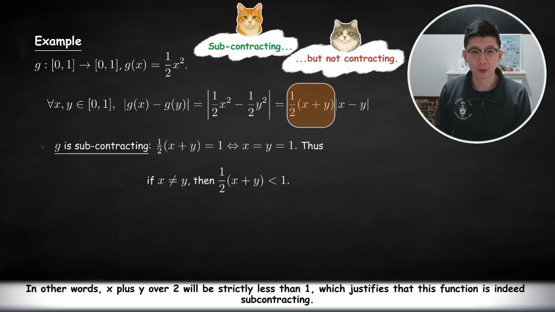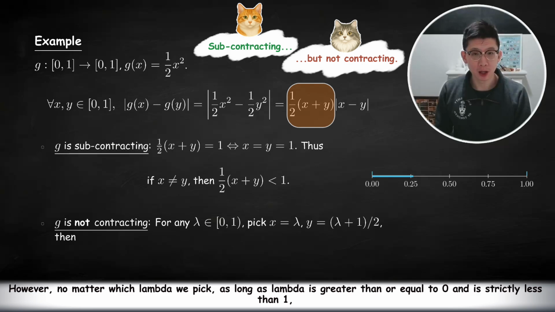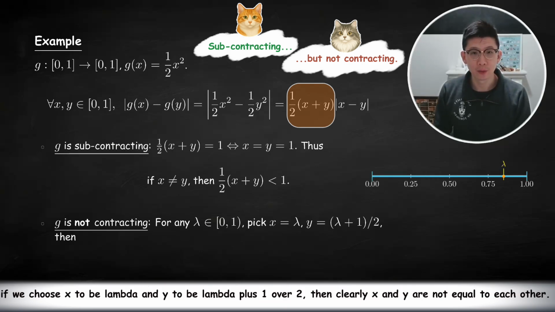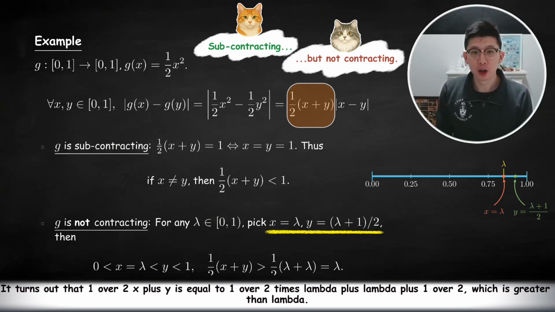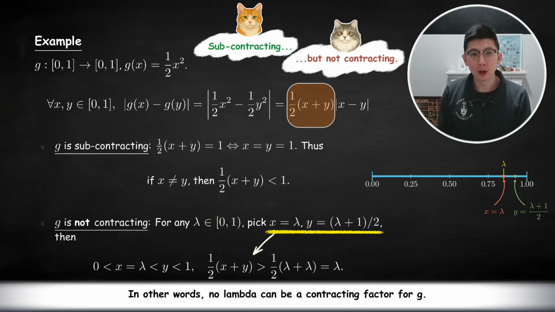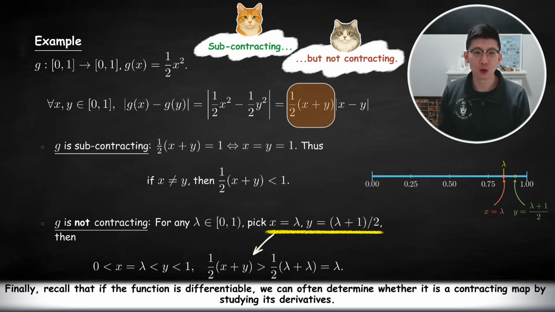indeed subcontracting. However, no matter which lambda we pick, as long as lambda is greater than or equal to 0 and is strictly less than 1, if we choose x to be lambda and y to be (lambda plus 1) over 2, then clearly x and y are not equal to each other. Moreover, both of them are in the interval 0,1. It turns out that 1 over 2 (x plus y) is equal to 1 over 2 times (lambda plus 1 over 2), which is greater than lambda. In other words, no lambda can be a contracting factor for g. Thus, g(x) is not a contracting map.